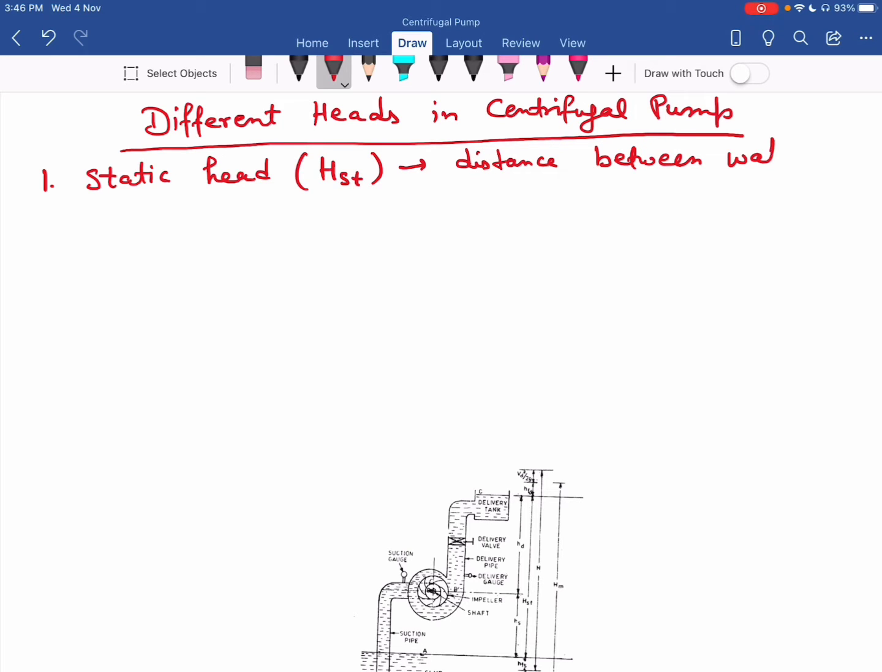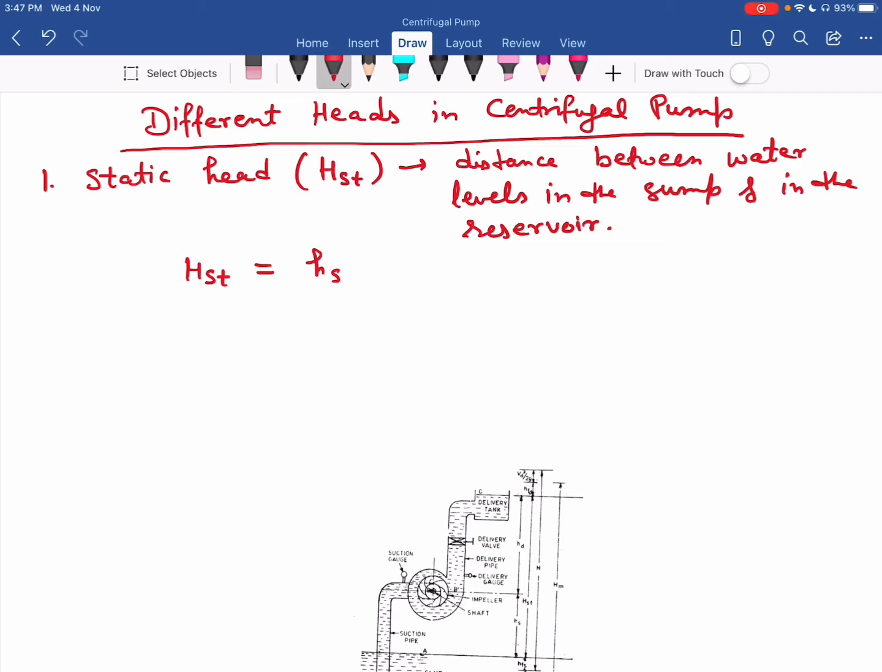water levels in the sump and in the reservoir. So that height we call as static head. Now, this HST having two heads, one is HS plus HD. Okay, so HS is called suction head, HD is called delivery head.